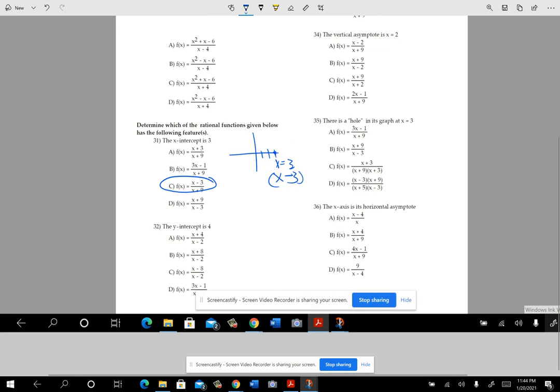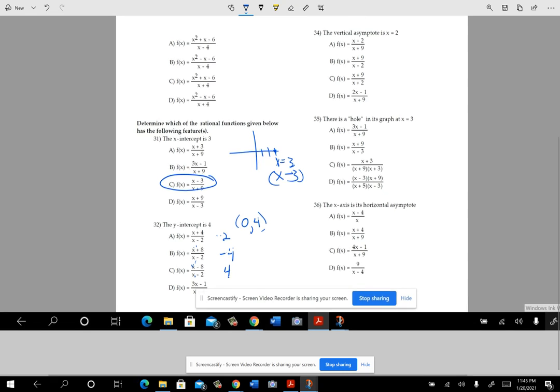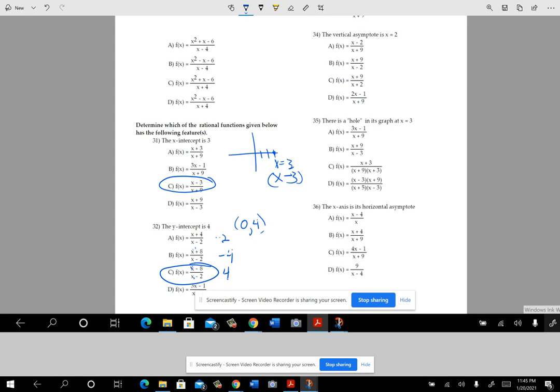All right, for the y-intercept to be 4, that means the point (0, 4) has to be on the function. So when I plug in a 0, I should get a 4 left. If I plug in a 0 here, I would get a -2. Plug in a 0 for the x there, I would get a -4. Plug in a 0 for the x there, I would get a +4. So it's actually got to be C.